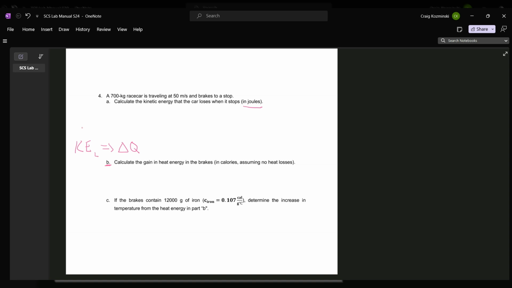And so the most important part, all you're really doing here is you're converting units of joules to units of calories from A to B. So you're going to convert part A into calories, assuming no heat loss. And this will set you up in part C to then determine the increase in the temperature from the heat energy. So here you have your delta Q, and then below you're given the mass of your metal. You're assuming that the brakes are completely made of iron, and you're also given the heat capacity of the metal. And so you can determine the increase in the temperature or the delta T if given all of this information.